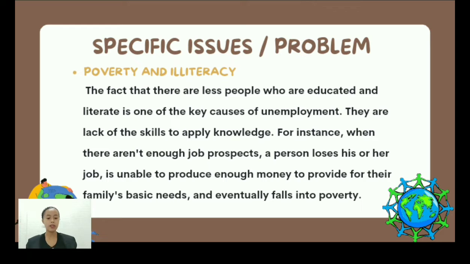Next is poverty and illiteracy. The fact that there are fewer people who are educated and literate is one of the key causes of unemployment. There is a lack of the skills to apply knowledge. For instance, when there aren't enough job prospects, a person loses his or her job, is unable to produce enough money to provide for their family's basic needs, and eventually falls into poverty.